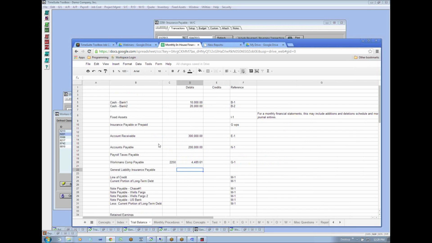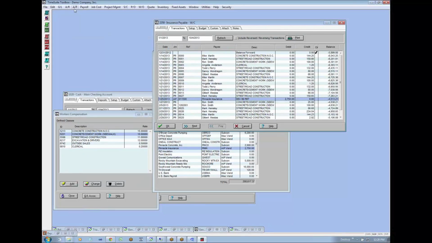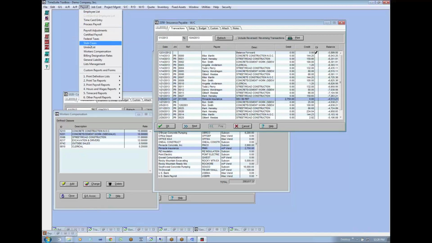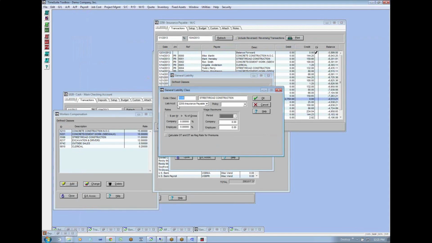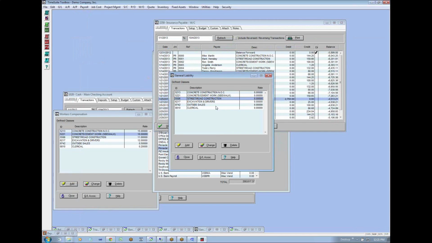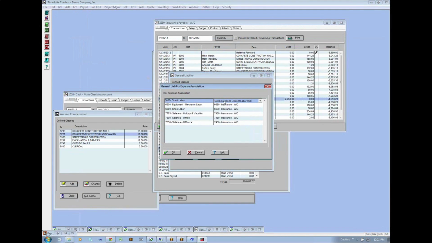So the general liability in the system works exactly like the workman's comp if you base your general liability insurance on labor. Generally subcontractors, or labor-intensive general contractors, will have their general liability based on the same concept as the workman's comp. And if you come in here, you'll see that you can set your liability up and your rates. The rates on your policy and your general liability are usually a rate per 1,000 rather than a rate per 100. But it's basically the same concept, and then there's your expense account associations for every labor account.